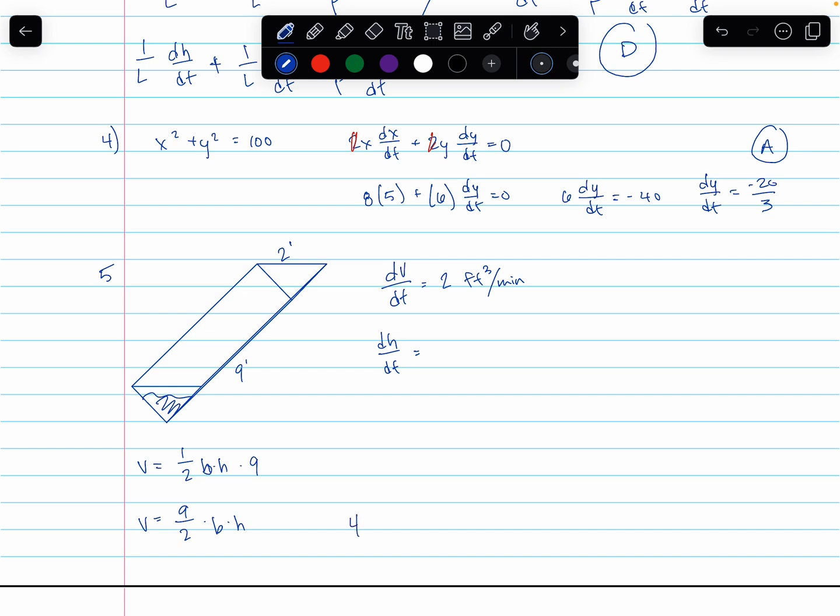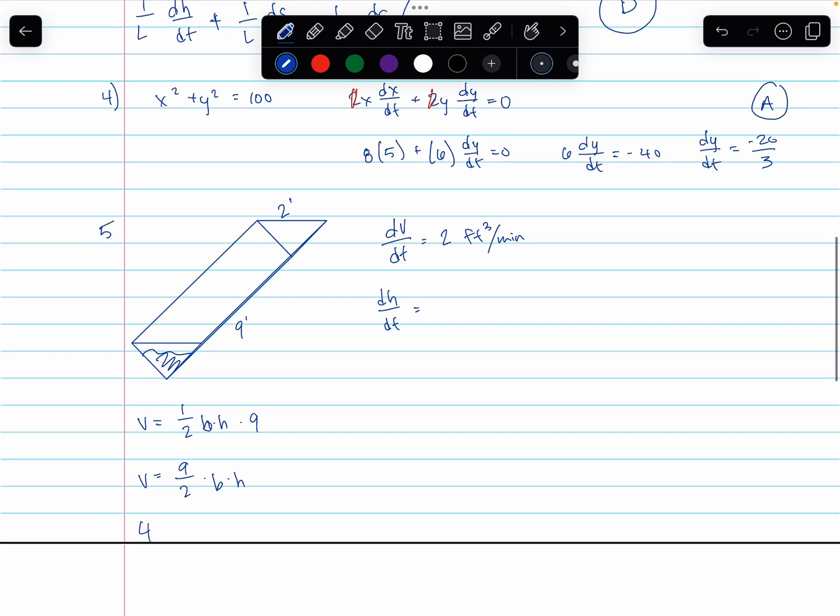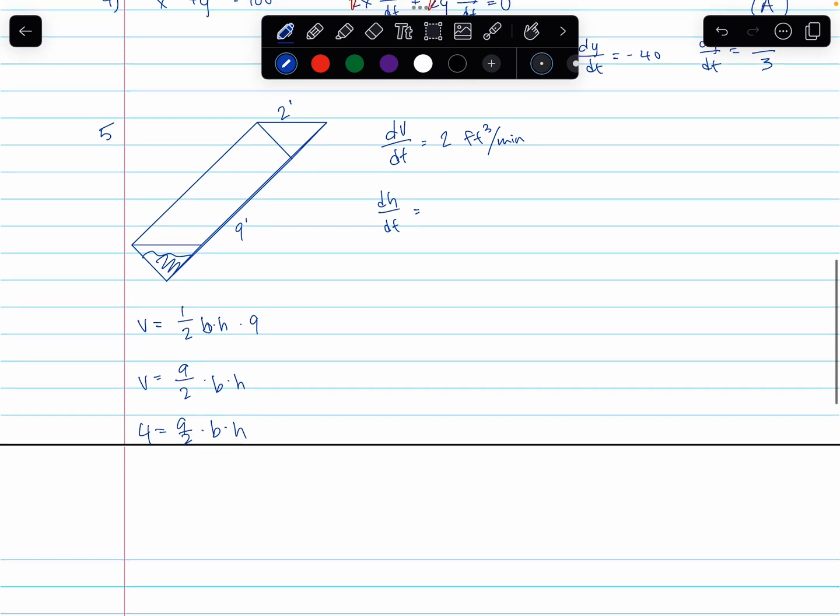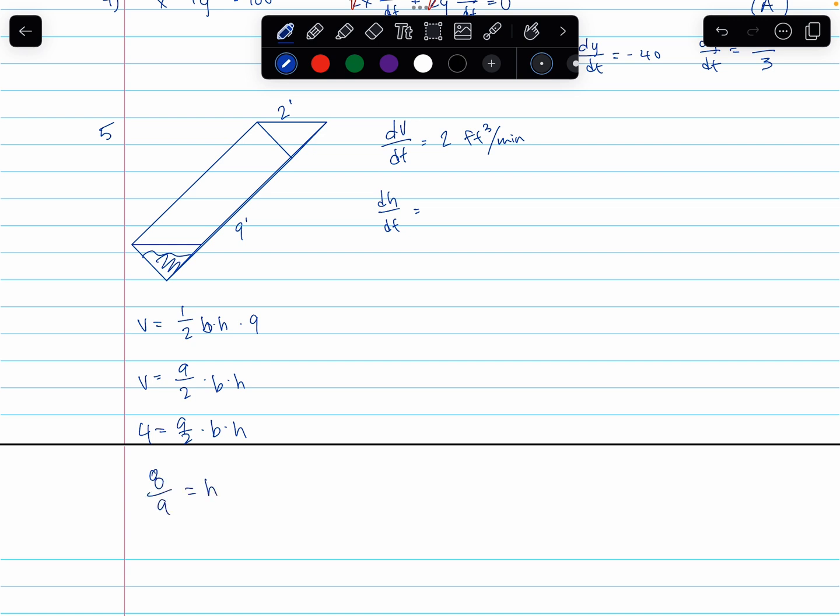So volume is going to be 4. So 4 is going to be equal to 9/2 times the base times the height. Does that help us? If I multiply by 2, that's going to be 8/9 is equal to the base times the height. Does that help us?